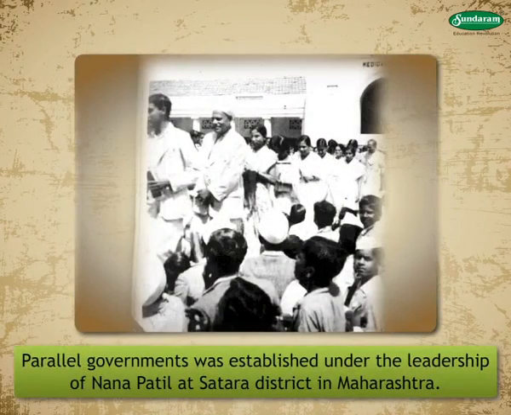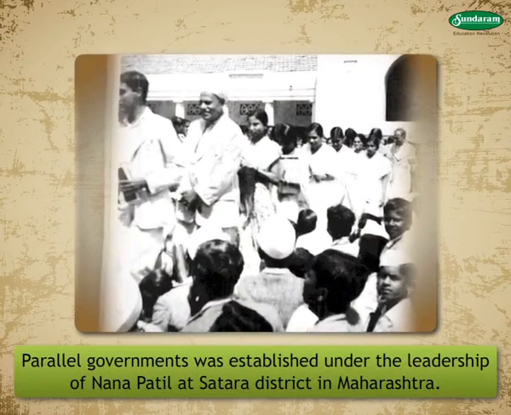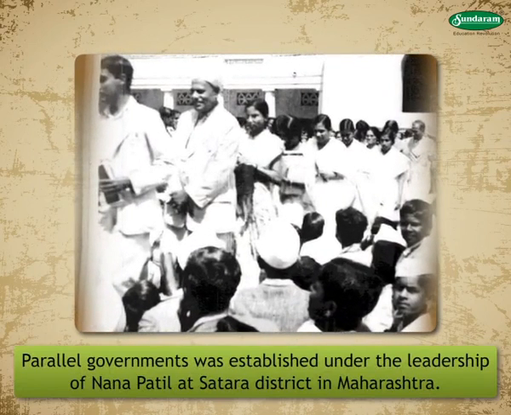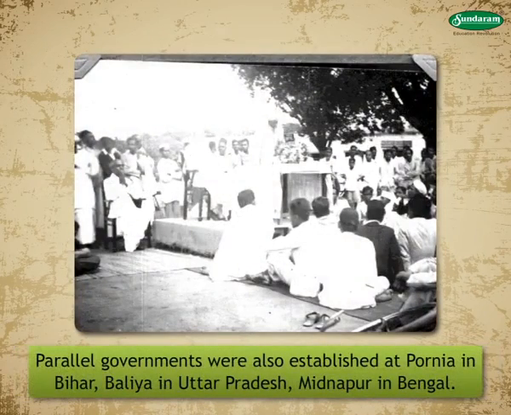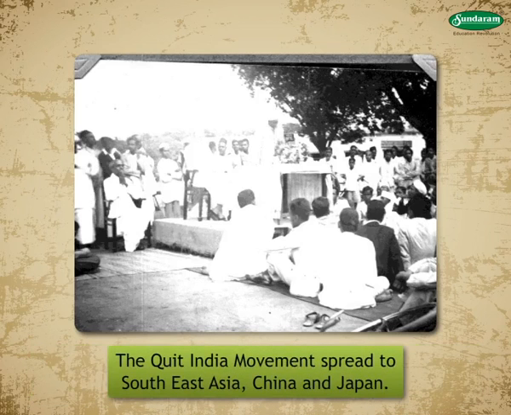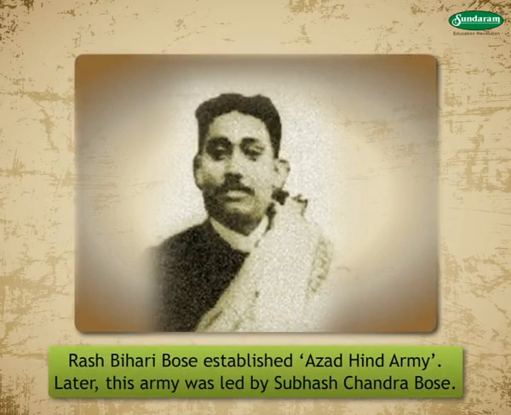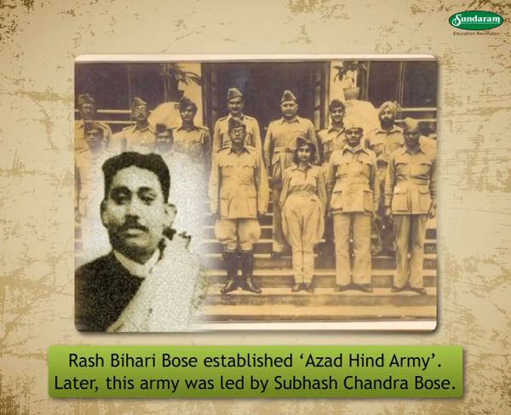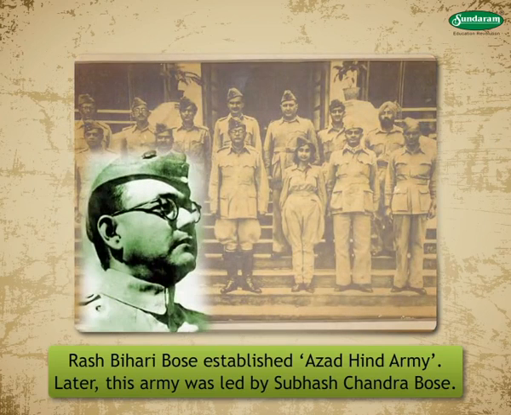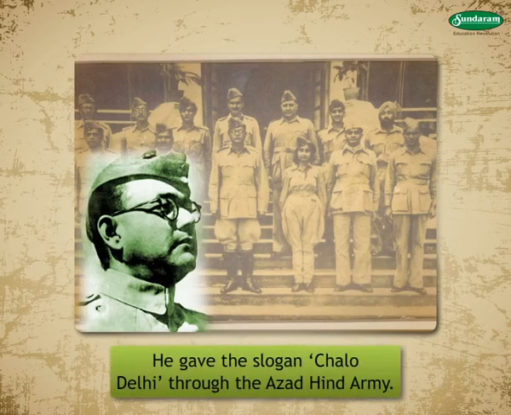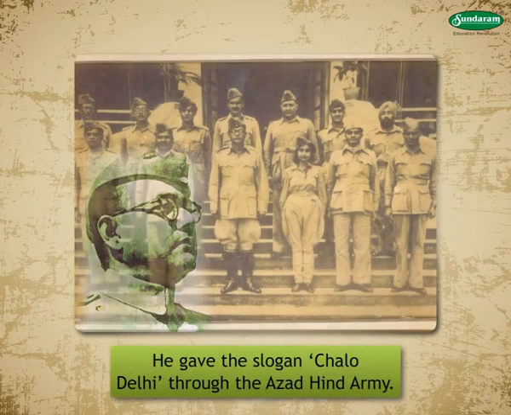Parallel governments were established under the leadership of Nana Patil at Satara district in Maharashtra. Parallel governments were also established at Purnia in Bihar, Balia in Uttar Pradesh, Midnapur in Bengal. The Quit India movement spread to Southeast Asia, China and Japan. Rash Bihari Bose established Azad Hind Army. Later, this army was led by Subhash Chandra Bose. He gave the slogan, Chalo Dilli, through the Azad Hind Army.